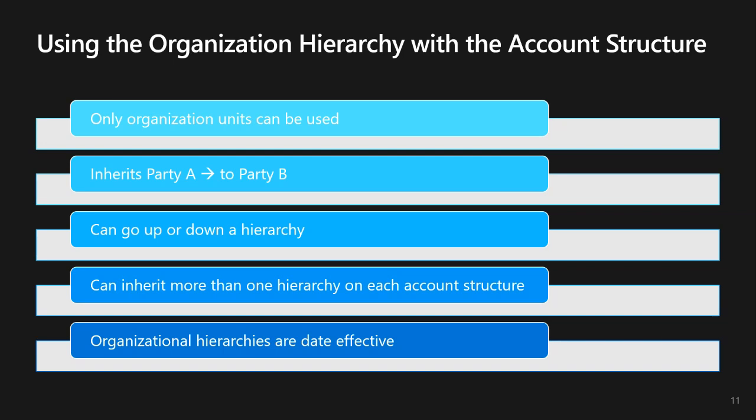One of the key advantages to using the organization hierarchy for the allowed combinations is that the organization hierarchy is date effective. So if you need to make a change to the combinations, you can make those changes effective on a future date. Another advantage to using the hierarchy is that these hierarchies can be used in other areas of your system and for reporting purposes.